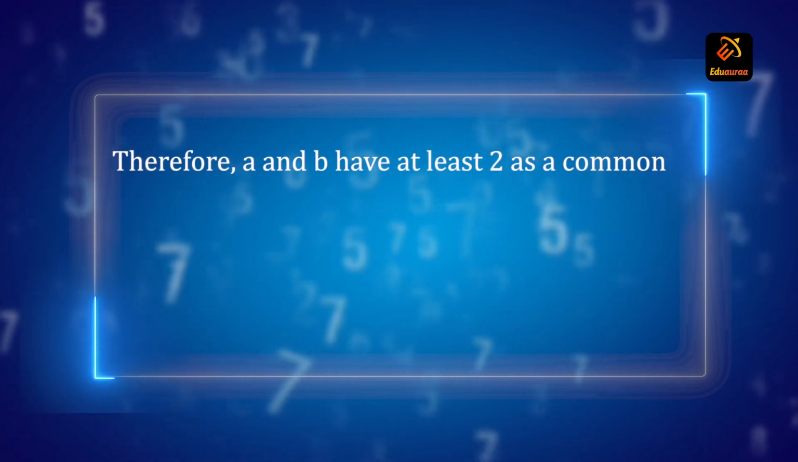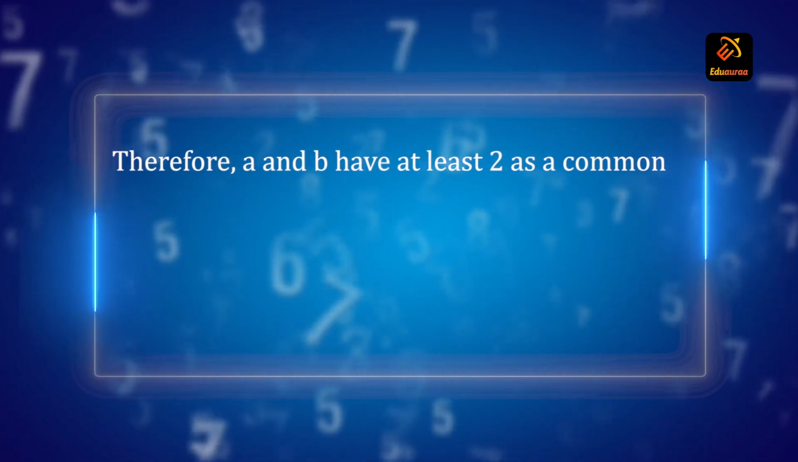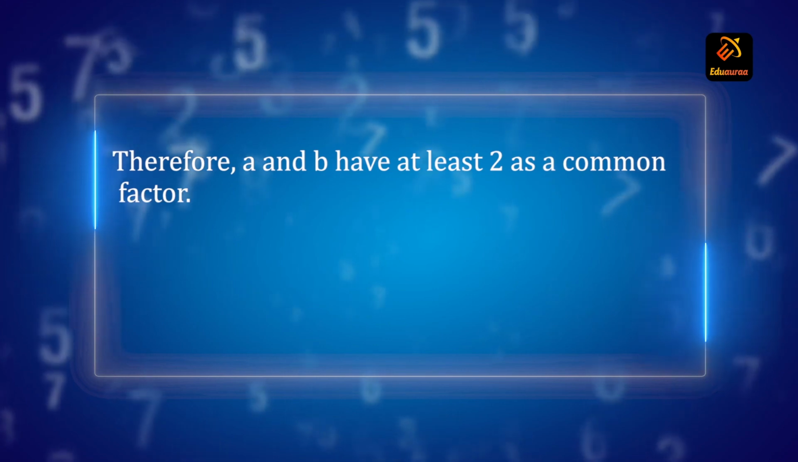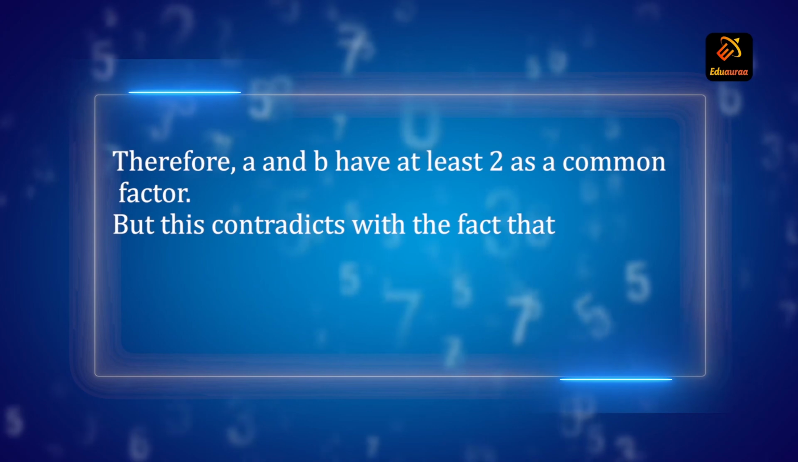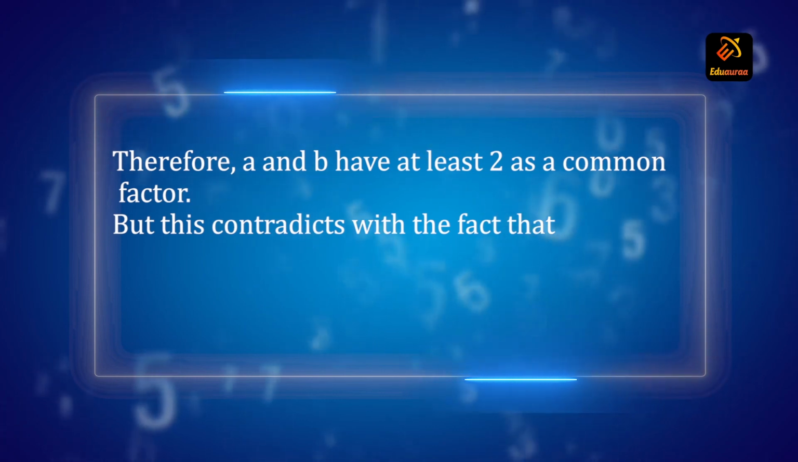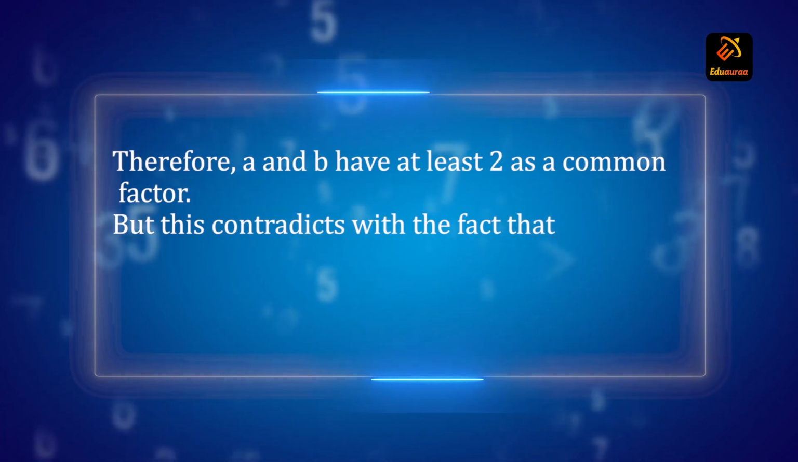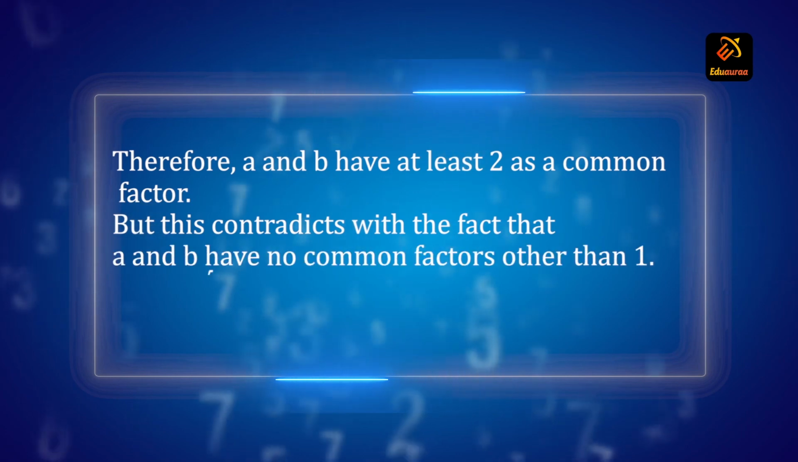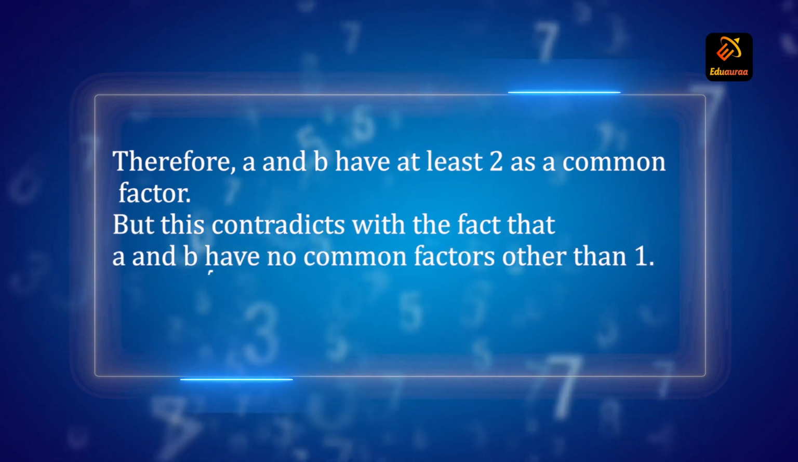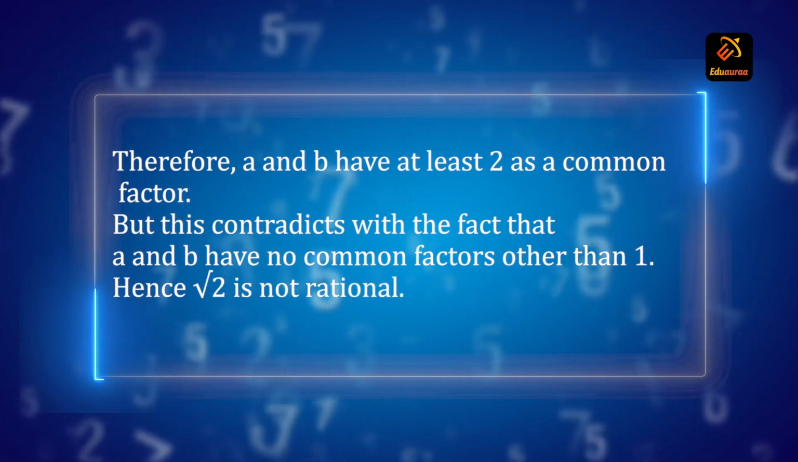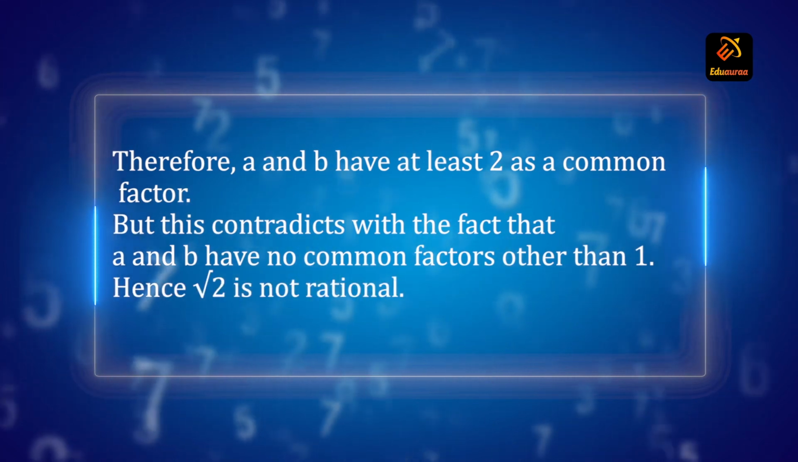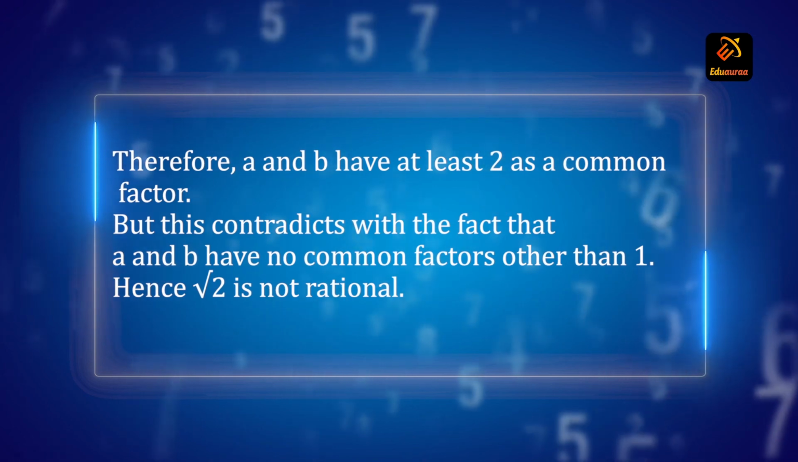a and b have at least 2 as a common factor, which is a contradiction. Initially we said that a and b should not have a common factor. So this contradicts the fact that a and b had no common factor other than 1. So there is a contradiction with our assumption, and we conclude that root 2 is not rational.